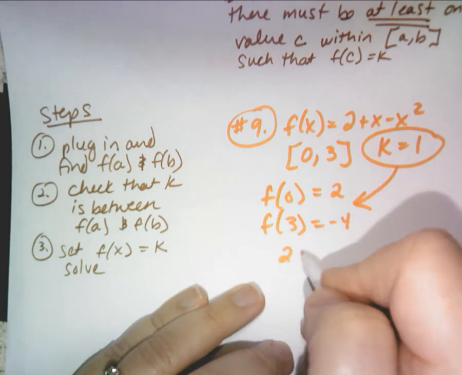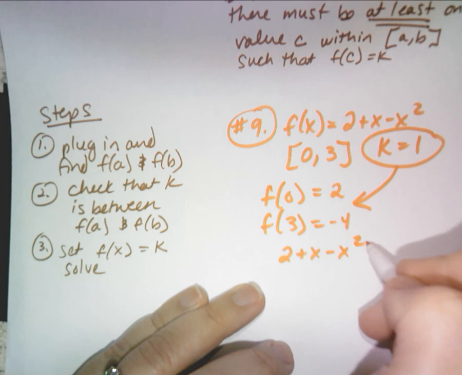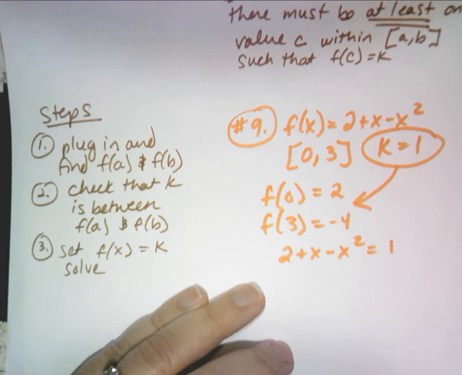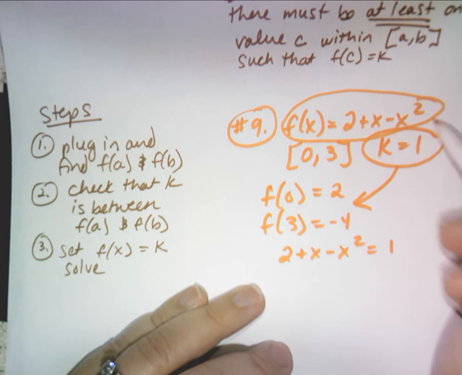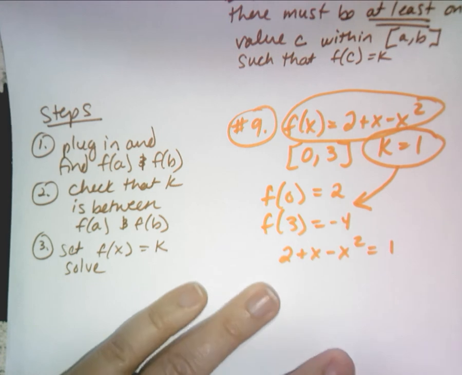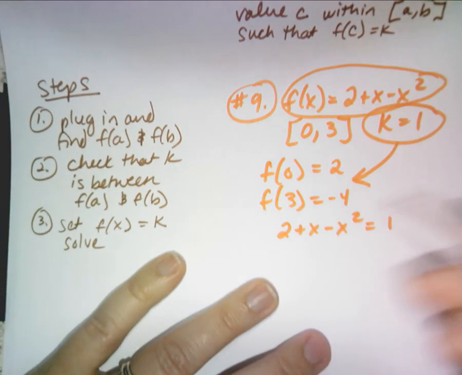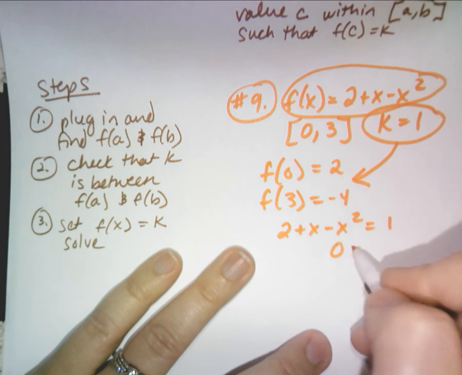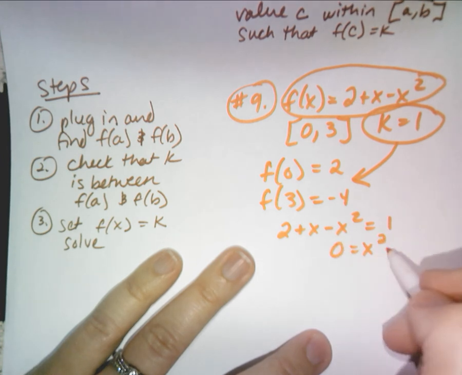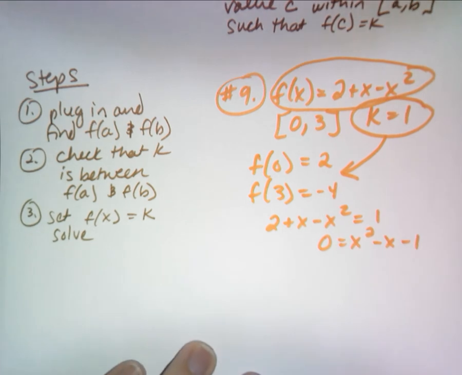So 2 plus x minus x squared equals 1. This guy is equal to that guy. And we solve for x. Let's see. I set it equal to 0 whenever I have a quadratic. So positive x squared minus x minus 1. Anybody know how to solve that?